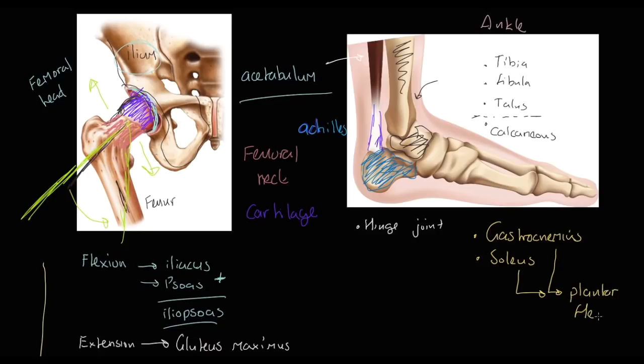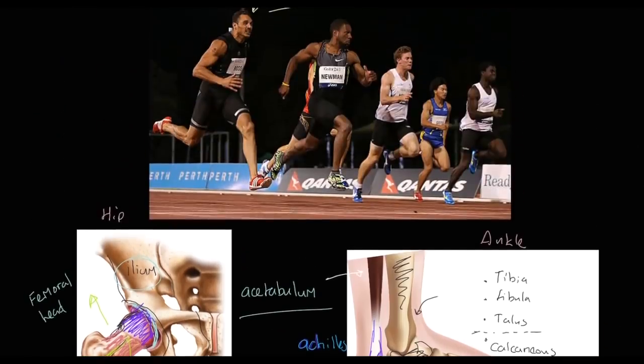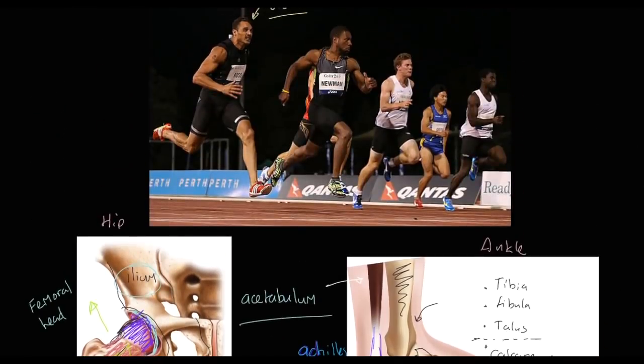And let me show you a little bit of what that looks like. If I just drag back up to Josh a second, you can see here, this foot has its toes pointed downwards, as if it was pointing down underneath, okay? And that is what we call plantar flexion. And that's produced by the gastrocnemius and the soleus.